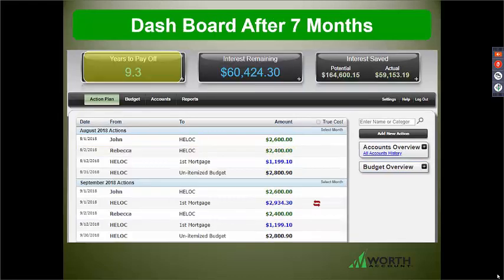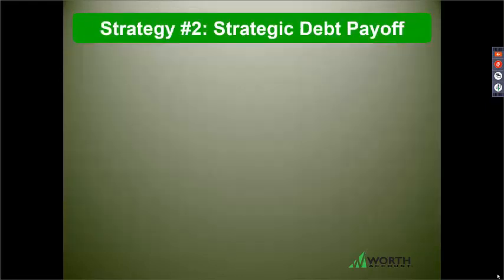Here we are 7 months into it. We've got 9.3 years, and we've got $60,424 in interest remaining, and we've still got the same potential, but we've actually saved $59,153.19 in interest so far. In the following month, we've got another funds transfer coming up for $29.34. So if you're saying, well, yeah, but we still have a balance over there, well, the whole cycle just keeps going. We're going to pay this thing off in 9.3 years.